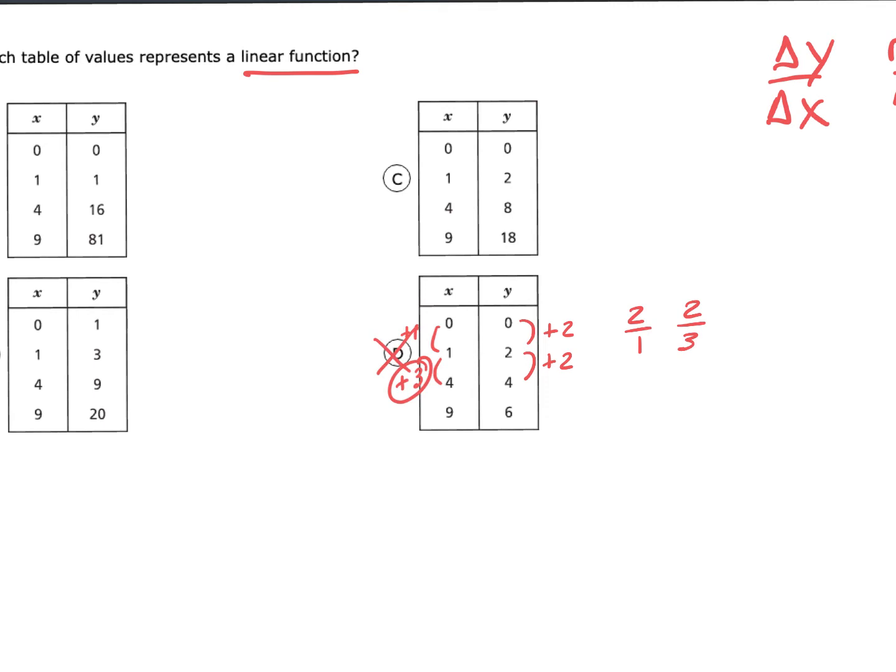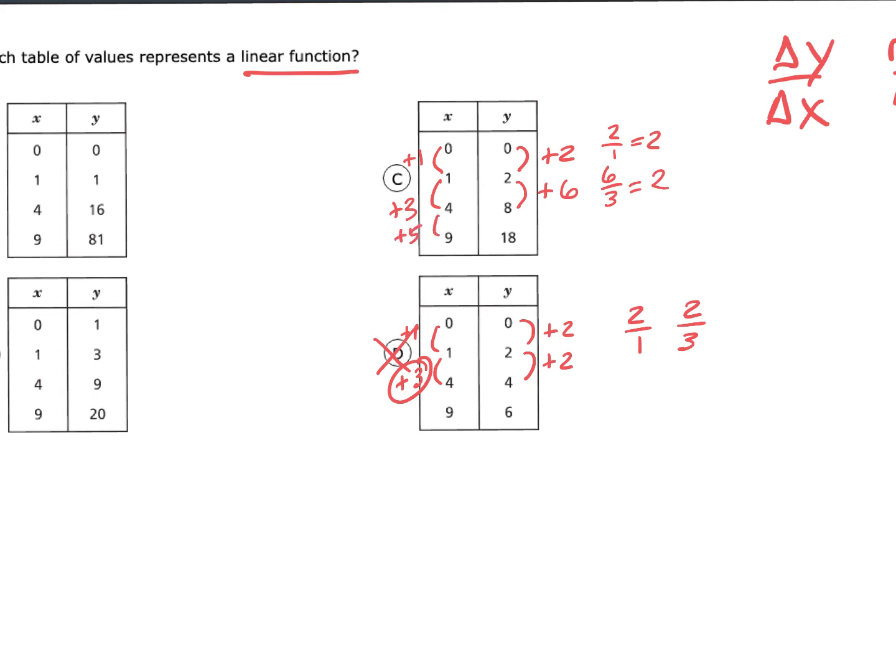Let's try the same thing here. If you go up by 1, you go up by 2. Now it changes to going up by 3 and going up by 6. Well, you might think at first that is not linear, but look, 2 over 1 would reduce to 2. It is just 2. 6 divided by 3 reduces to 2. So we're still linear.